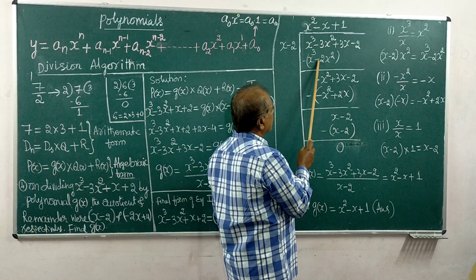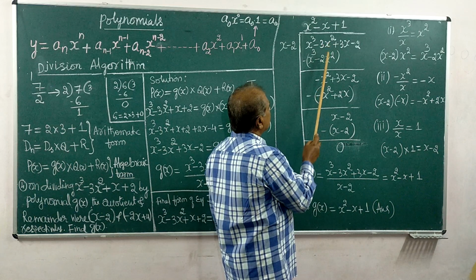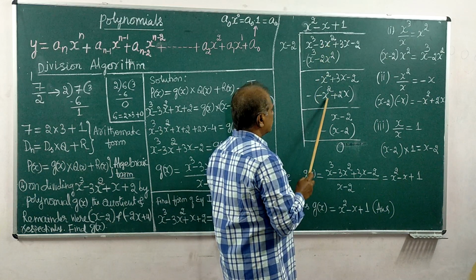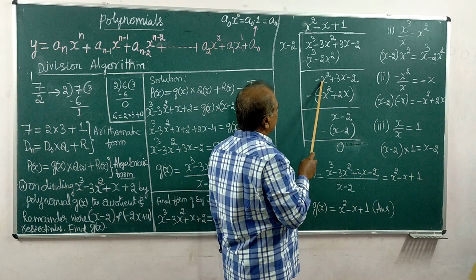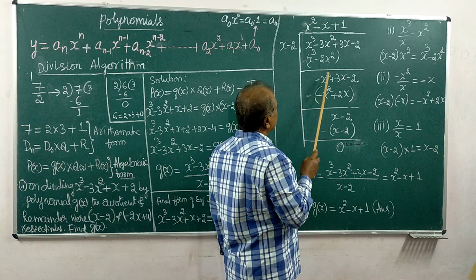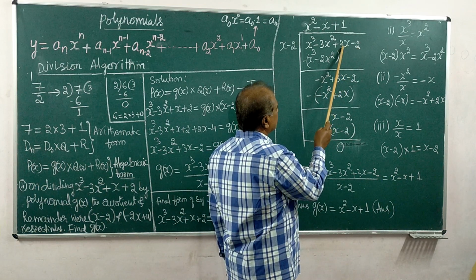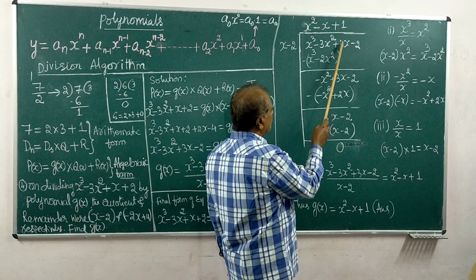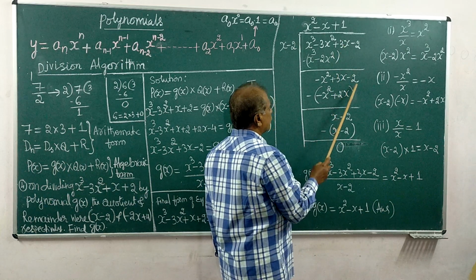This is plus, it becomes minus into minus, plus. 3x square plus 2x square minus x square, minus x square is 1. Plus x term is 0, constant is 0. What remains now after subtraction is 3x minus 2.